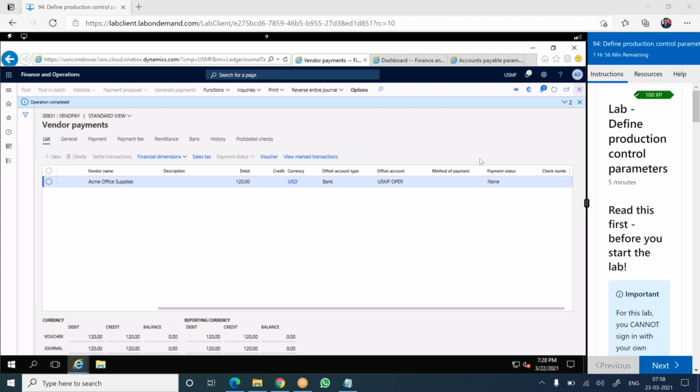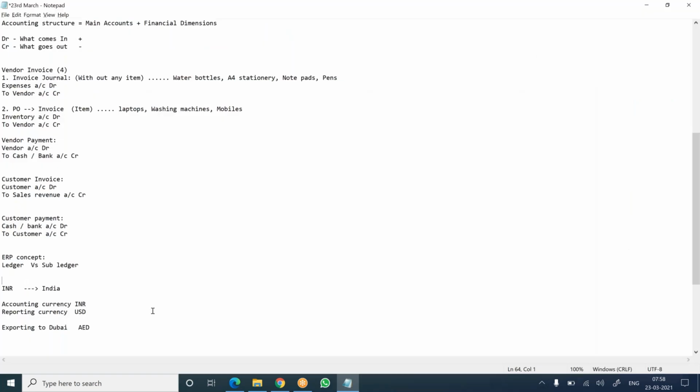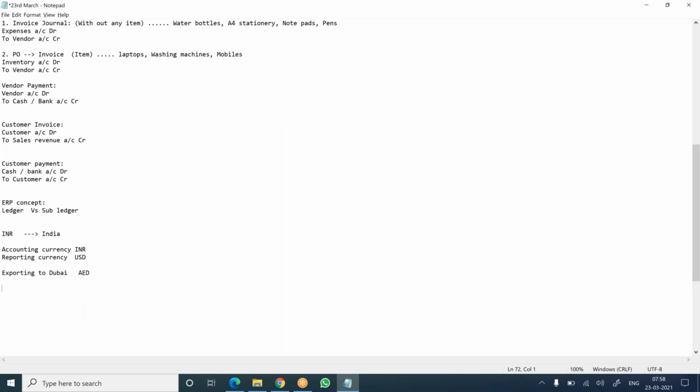Yes, sir. I have a question. Actually, we can create the purchase order from procurement and sourcing, and from accounts payable. So why has this interface been provided from two ends? Is there any specific purpose? Sure.